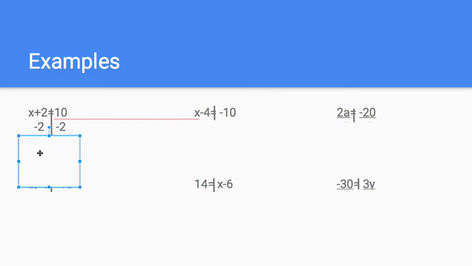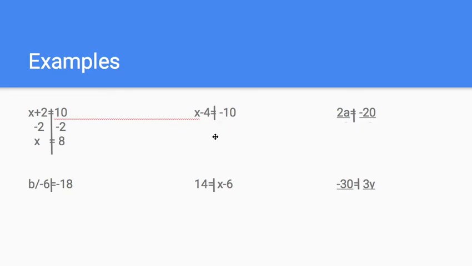Now the x plus 2 minus 2, that's just going to leave me with x because plus 2 and minus 2 cancel each other out. On the other side, 10 minus 2 leaves me with 8. So this gives me x is equal to 8. Now I can go back and check that and plug 8 in for x at the beginning. So does 8 plus 2 equal 10? Yes, it does. So I know that this is right.